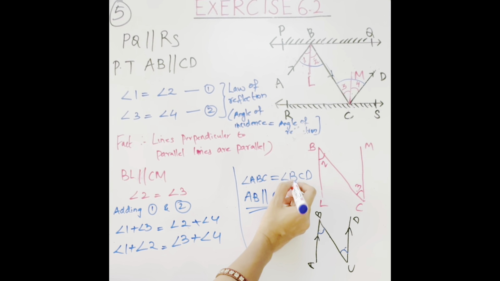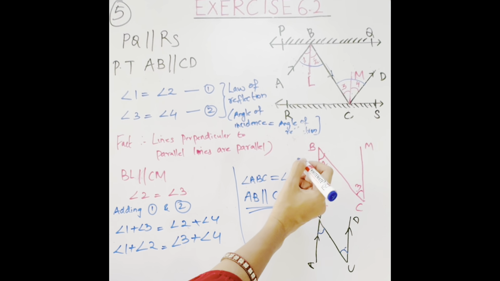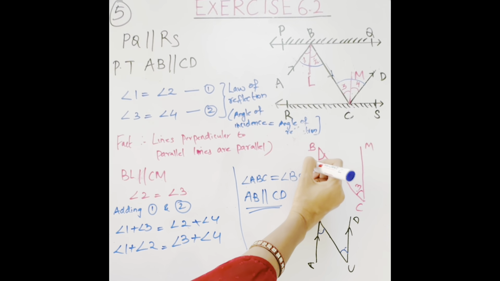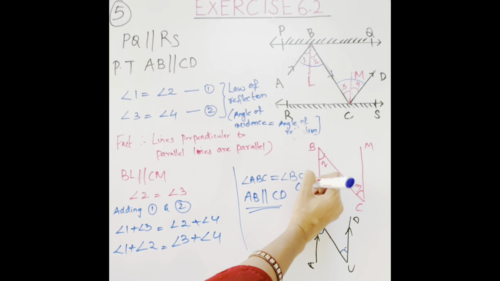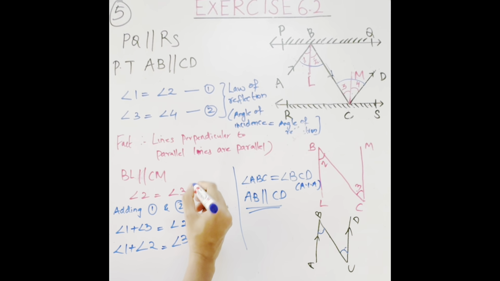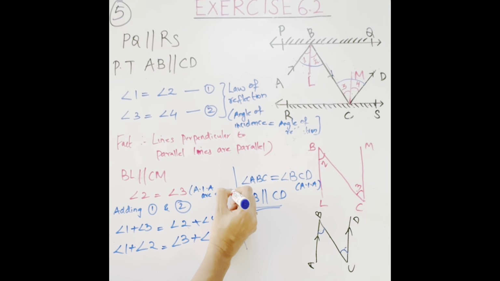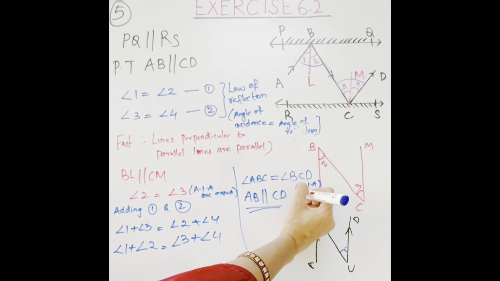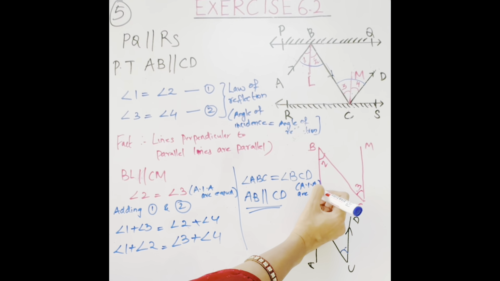Clear? These two are alternate interior angles. So we should write it here. The reason is alternate interior angles. Also here, alternate interior angles are equal. You write the reason why we stated angle 2 is equal to angle 3. Here also we write alternate interior angles are equal. Clear? So this is how we get the answer.